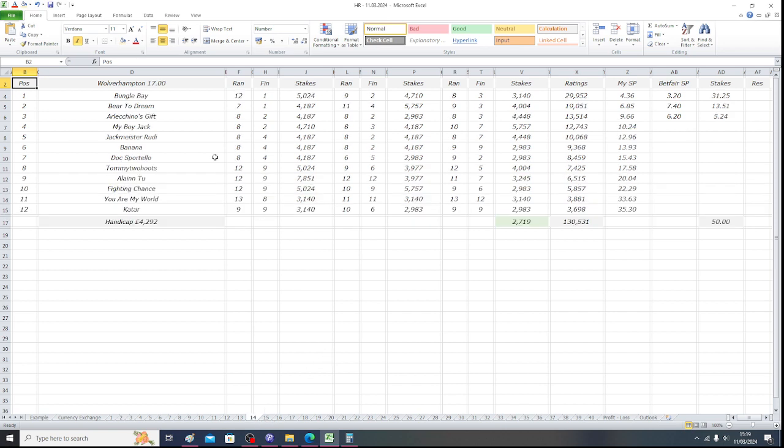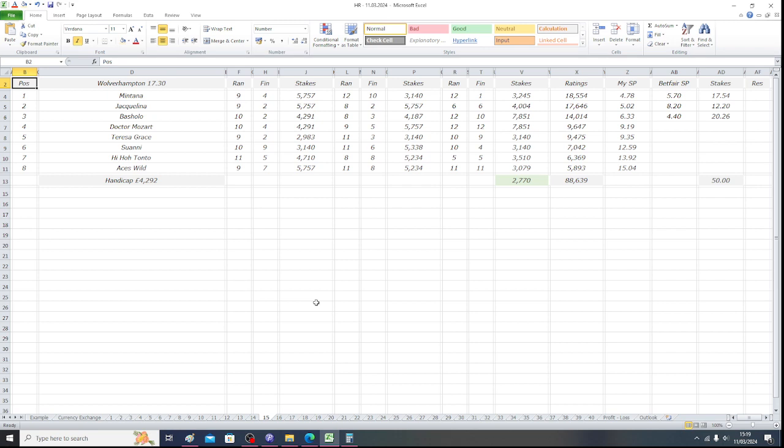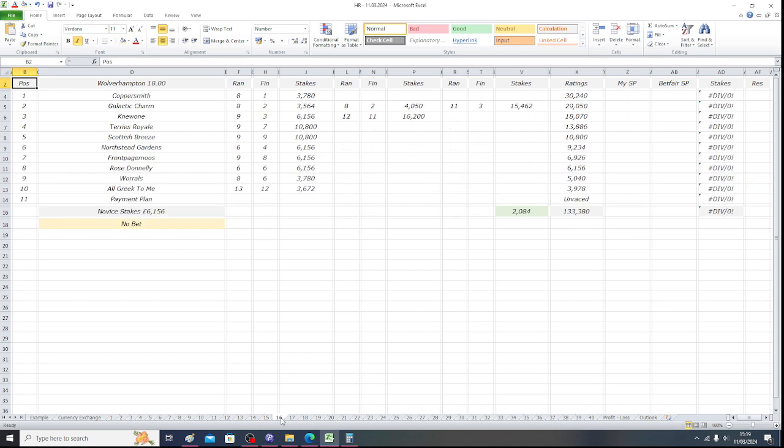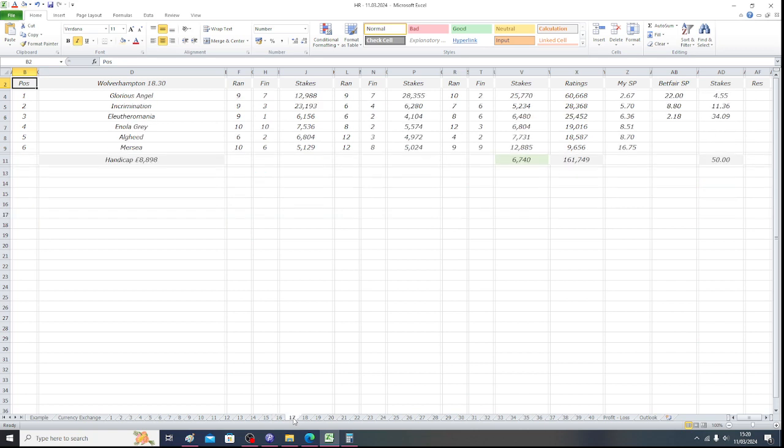So I'm just going to go back again to the first race at Wolverhampton tonight, which is the 5 o'clock. We've got Bungle Bay and Bear to Dream running for us. And the one with the little money on is Arlecchino's Gift. That's our selections in the first race. Then in the 5:30, we've got Mintana and Jacquelina returning £100. And the other one we've got with less money is Basholo. The 6 o'clock is a no bet. Don't get involved in that unless you feel you have to.